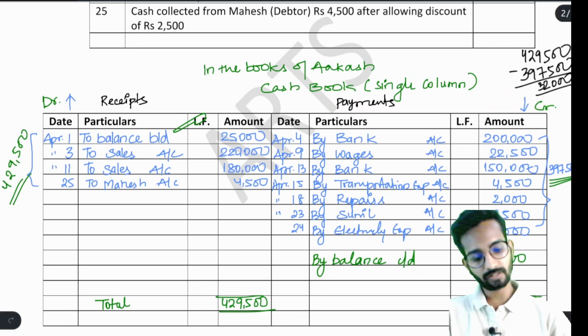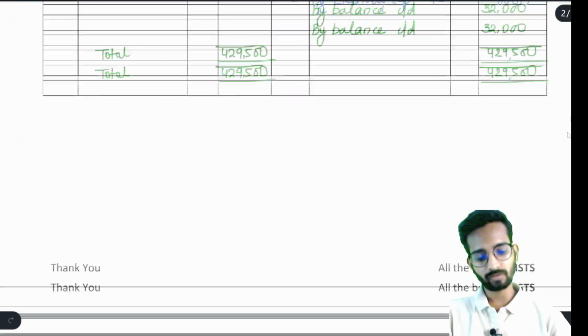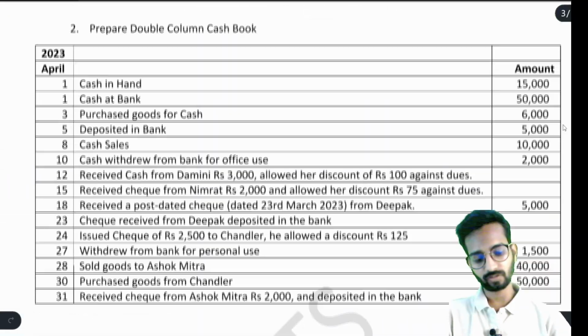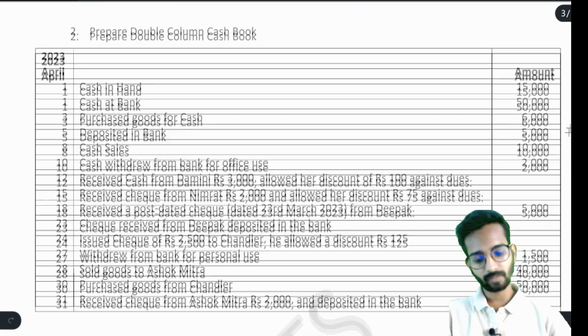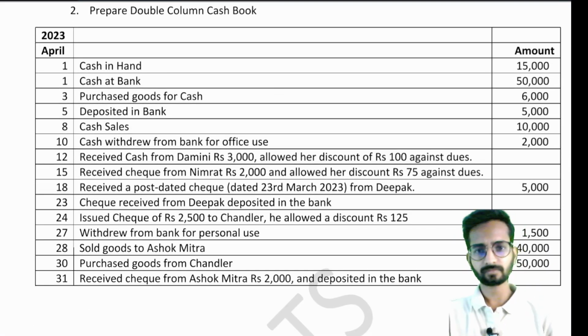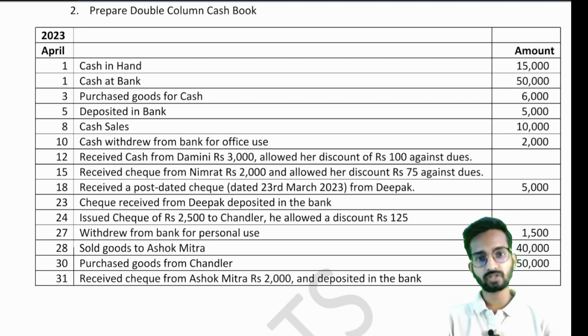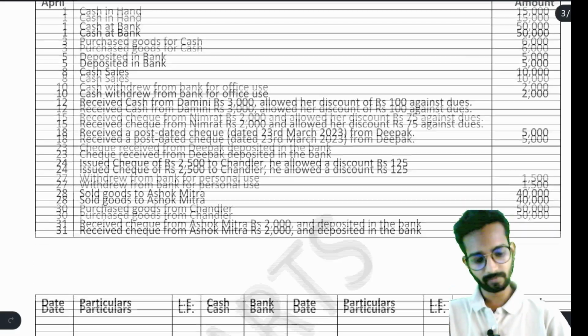Moving to the next question and the next concept of ours, what we have now, this is the single column cash book. Now we will learn about double column cash book. Prepare double column cash book. See, very minor difference. In single column cash book, we prepared only cash account, only cash column. But in double column cash book, we will prepare cash column and bank column in the same book. See how it happens.